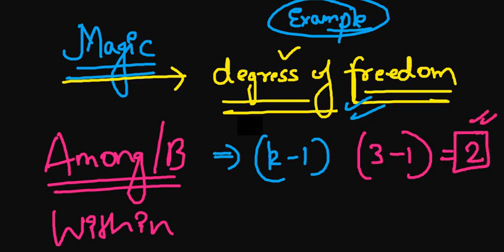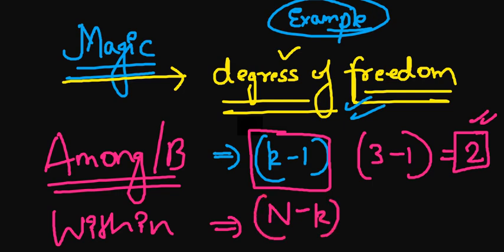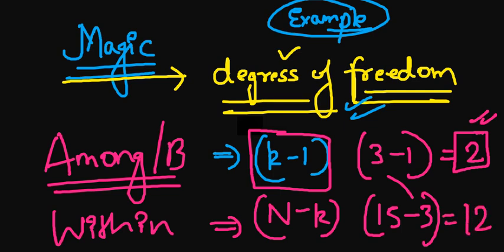So if the question asks in GATE, NET, SET, whatever examination you are giving, for ANOVA, you are asked about degrees of freedom for among or between, what will be the formula? It will always be k minus 1. K will be the number of groups. Now, for within, what will it be? It will be capital N minus K. So what is capital N? Capital N is 15 over here, and K is again 3. So what will be the answer? It will be 12. Okay.